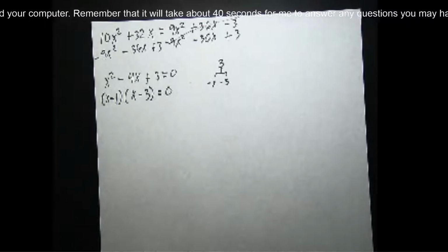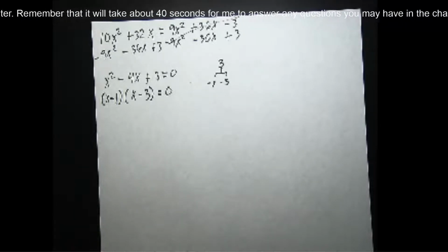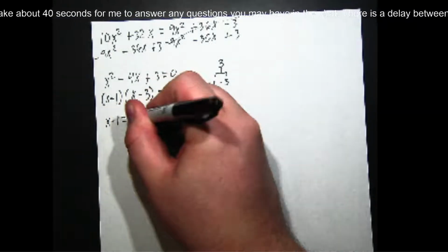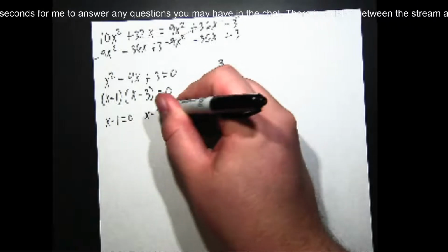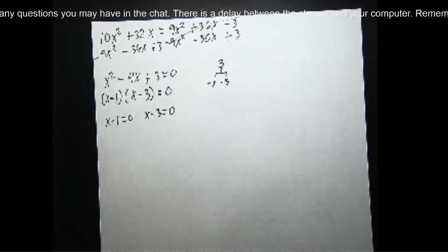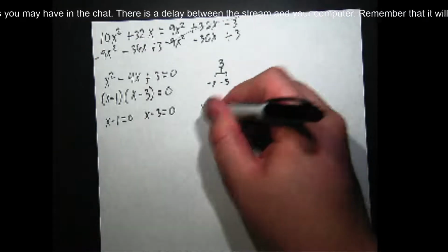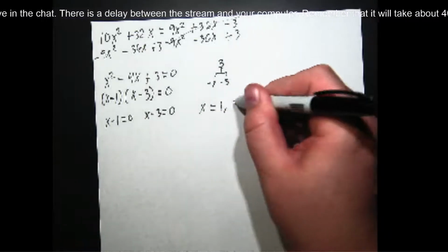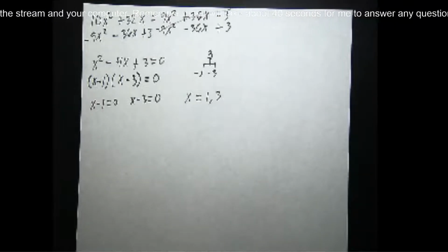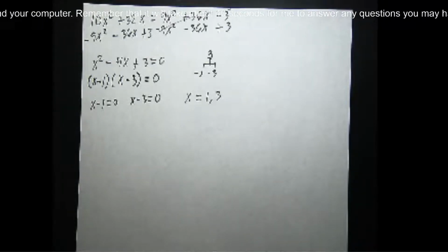Really just one step left here. We've got to use our zero product principle. So x minus 1 could be equal to 0, and x minus 3 could be equal to 0. Which, if we solve both of those, means that x could be equal to 1 or 3. Any questions?